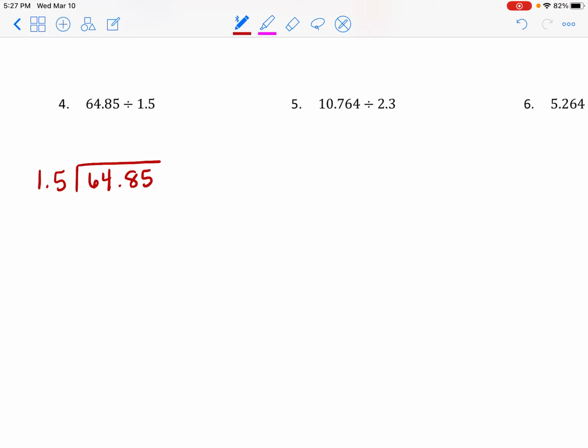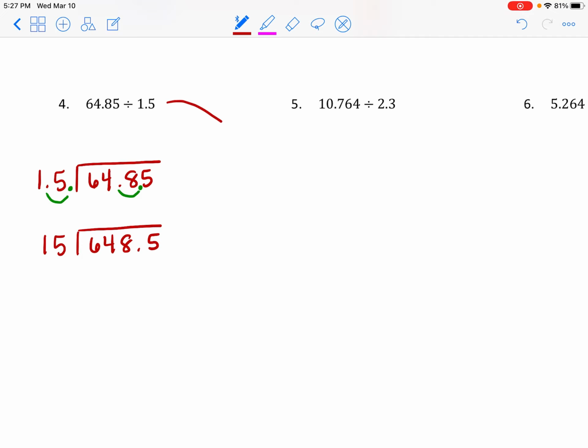So if I wanted to make 1.5 a whole number, what I said was just move the decimal 1 time so that it becomes a 15. And if I do that here, I have to do the same thing in my dividend. So instead of dividing 1.5 into 64.85, I would be dividing 15 into 648.5. Now, why are we allowed to do that?